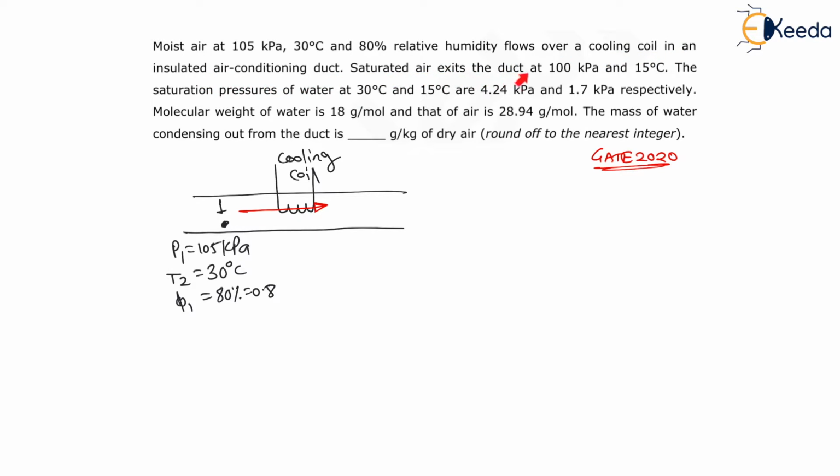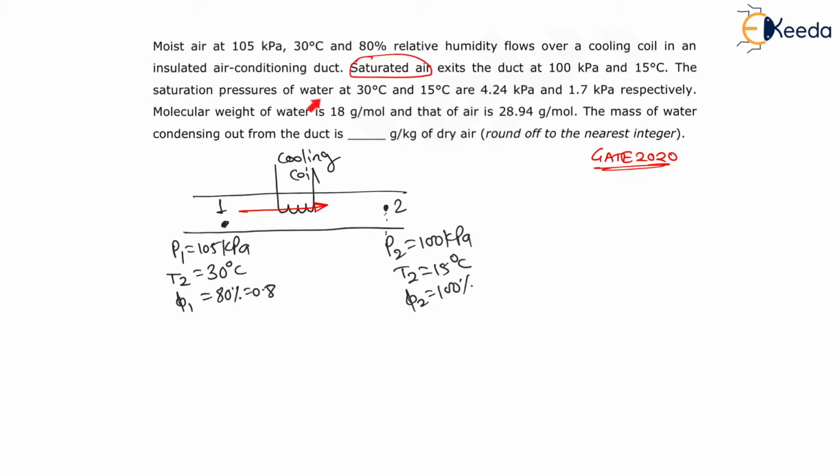Saturated air exits the duct at 100 kilopascal. Now at exit of the duct the air will become saturated, right? Means here at this point 2 the total pressure is nothing but 100 kilopascal. They have given total pressure of 100 kilopascal and temperature T2 at point 2 is 15 degrees Celsius and it is saturated. They have mentioned that at exit it is saturated, right? Saturated means the relative humidity Phi2 will be equal to 100%, right?